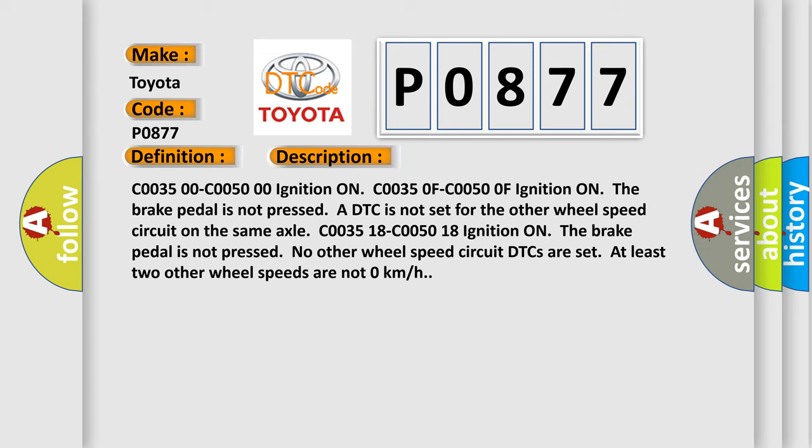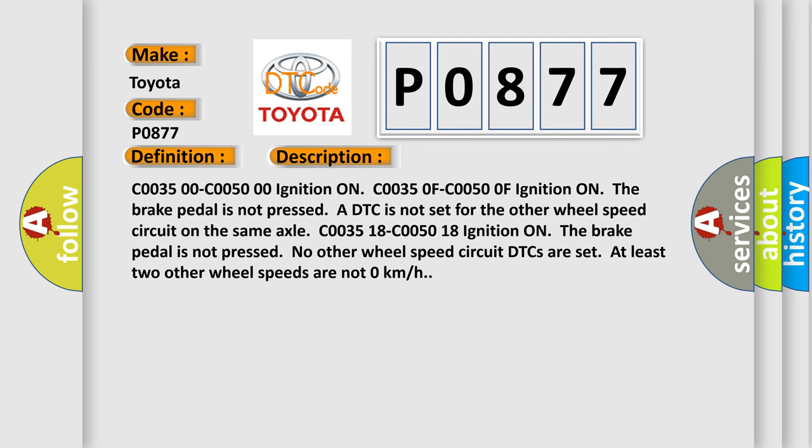Ignition on, the brake pedal is not pressed. A DTC is not set for the other wheel speed circuit on the same axle. Ignition on, the brake pedal is not pressed. No other wheel speed circuit DTCs are set. At least two other wheel speeds are not 0 km/h.